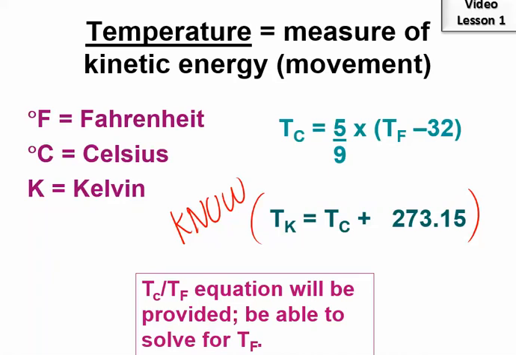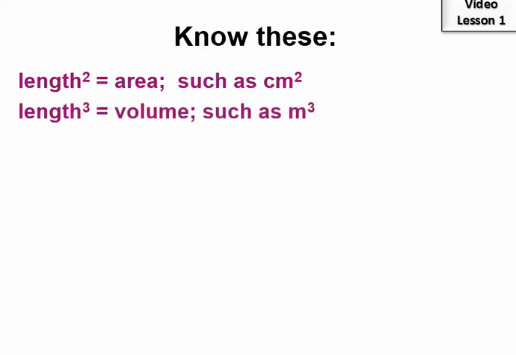A couple more things you need to know. Length squared, like length times length, gives you an area. So this one I did centimeters times centimeters, but it could be meters times meters or square miles. Those are all areas. A length cubed gives you a volume, like centimeters cubed or meters cubed. This is true by definition.